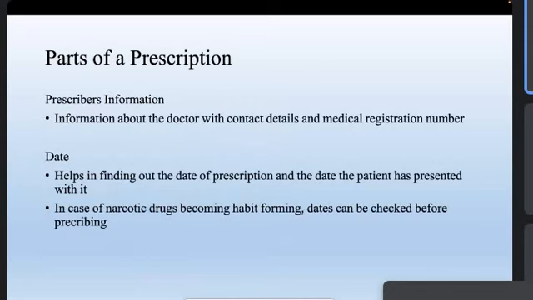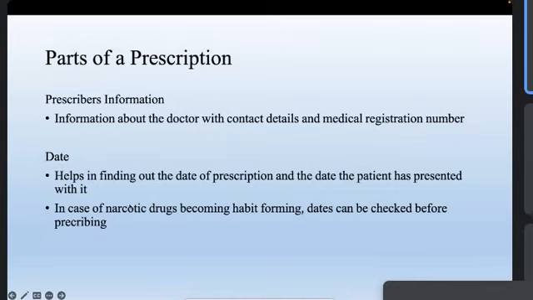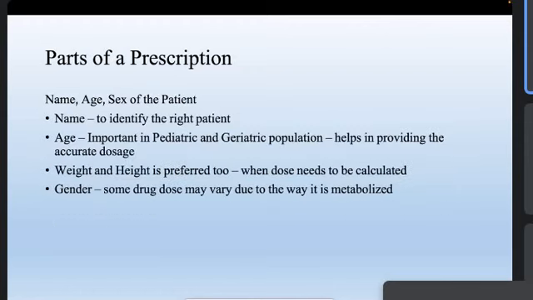Firstly, it will have the prescriber's information. So what is very important is the name of the doctor, contact details if yes or no, but what is very important is a medical registration number. Okay, so date. Why do we have to have a date? It will tell you when the patient has actually visited the doctor and when the prescription is being given. This is very, very important in narcotic drugs because the patients tend to keep coming back in order to get the drugs again. Okay, so that is why date is very important.